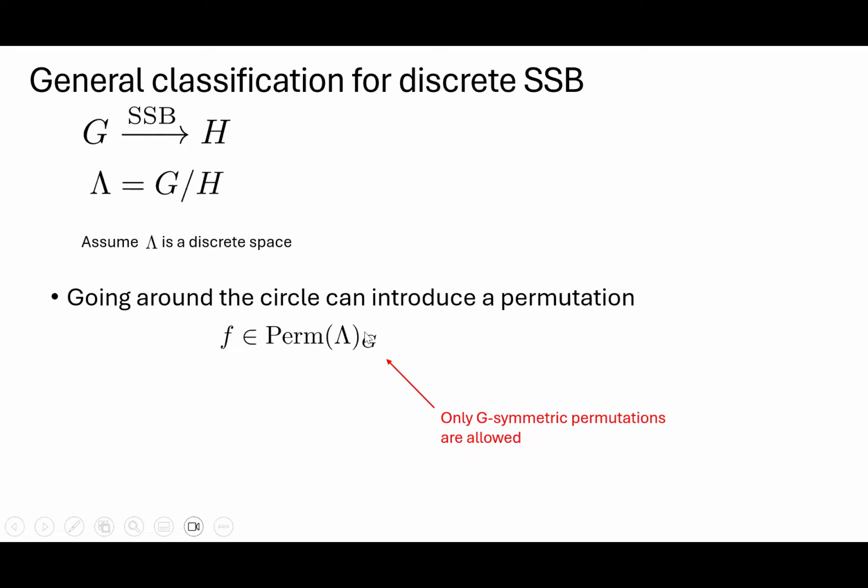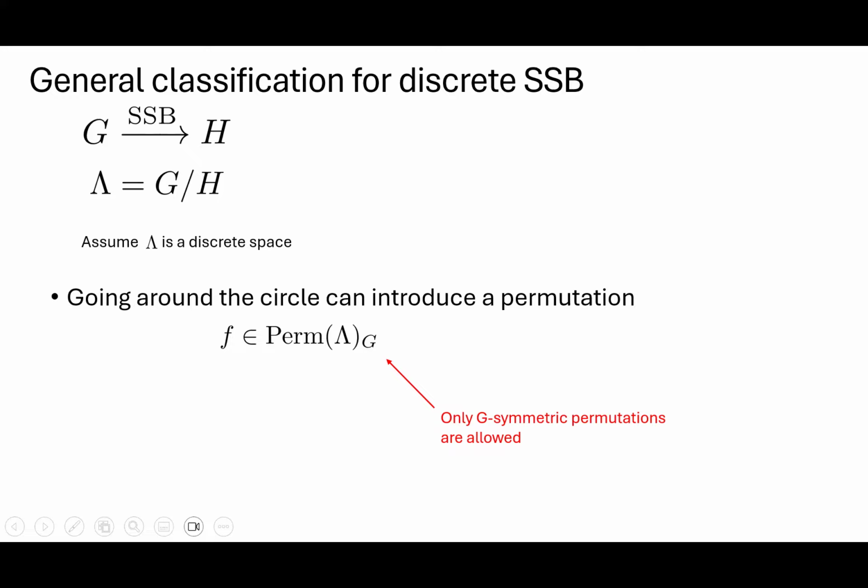There's one wrinkle here, which is that because we assume that all Hamiltonians are G-symmetric, the G symmetry is getting spontaneously broken, but it's not explicitly broken, so the Hamiltonian still respects the symmetry. So any deformation that you do has to respect the symmetry. So we have to restrict ourselves to only allow G-symmetric permutations. So these families over a circle are classified by the space of G-symmetric permutations of this space.